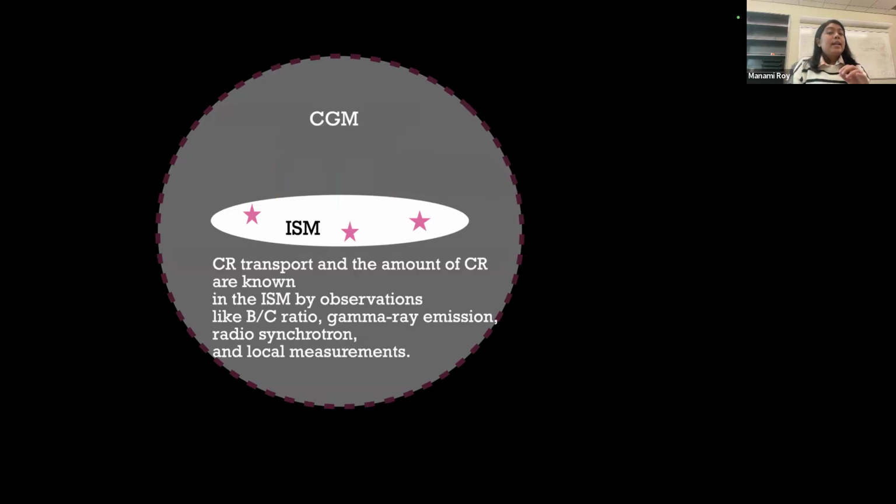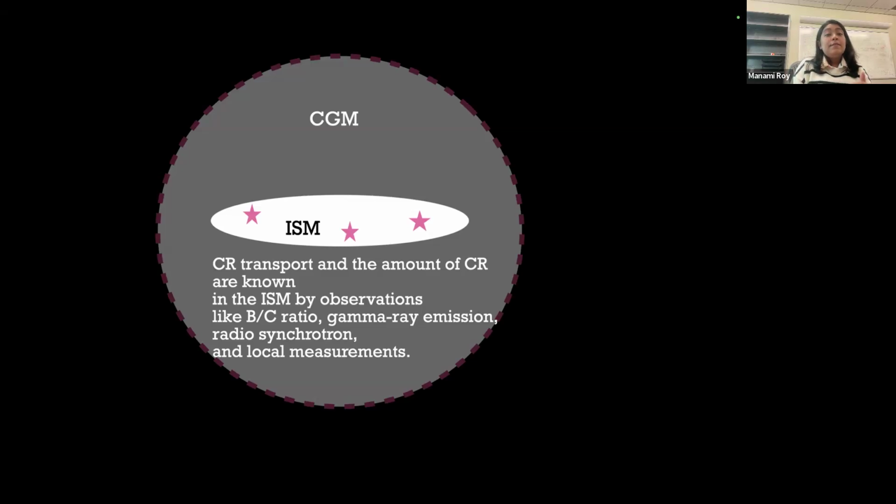Now, cosmic ray transport and the amount of cosmic ray pressure in the ISM are very well known because ample observations are available. For example, these charged particles interact with the interstellar gas, and they can emit in different wavebands, from gamma ray to radio synchrotron. The primary cosmic rays also interact with the gas and create secondary cosmic rays. By taking the ratio of primary to secondary, you can tell how much the cosmic rays have propagated through the gas.